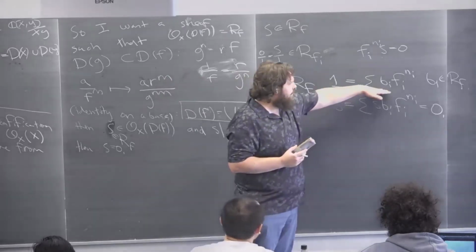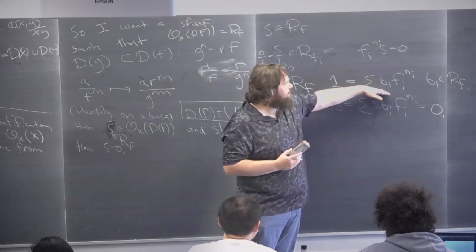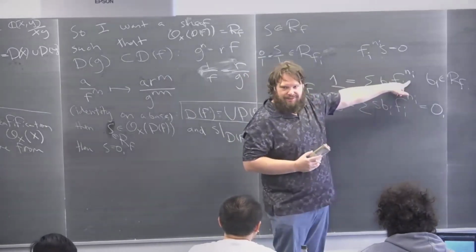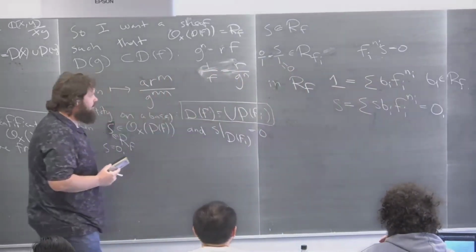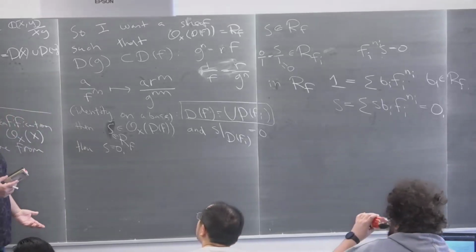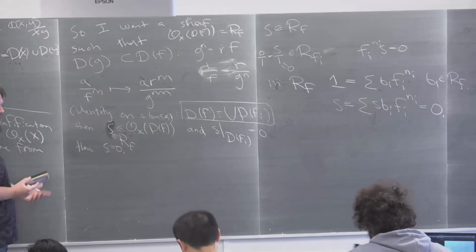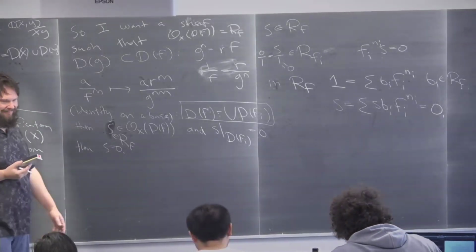But this equation only involves finitely many of them. I could take any powers of the f_i I wanted, and I would still get this, because what I'm using is that there isn't any maximal ideal that contains all of the f_i. Well, if I take powers of the f_i, they still aren't going to be in that maximal ideal.